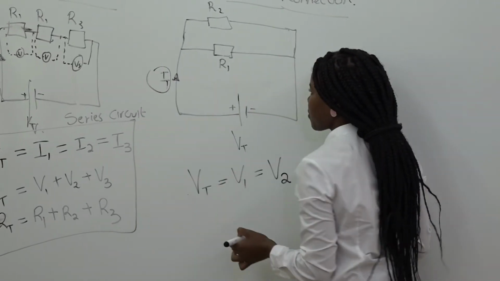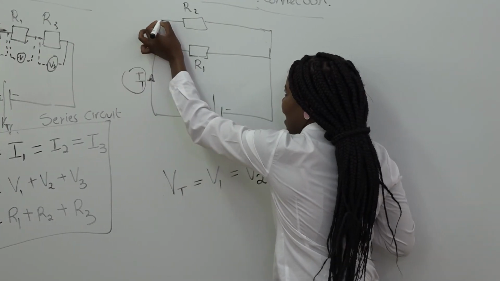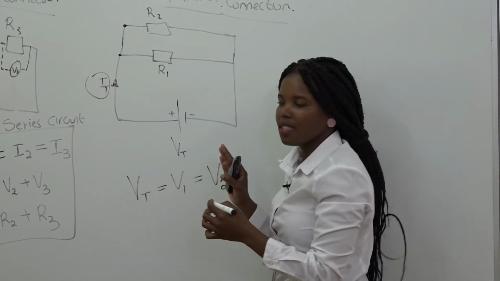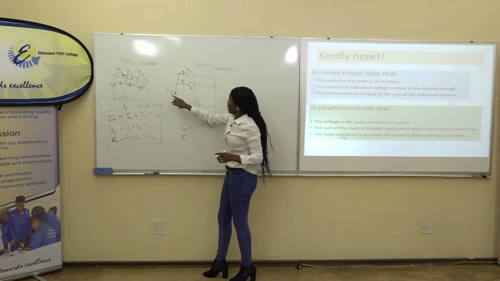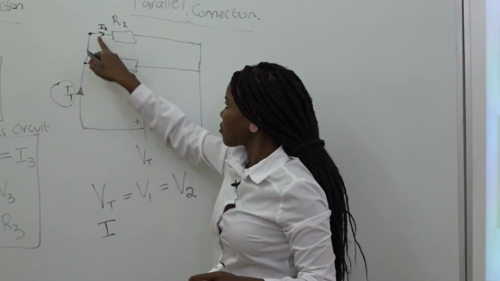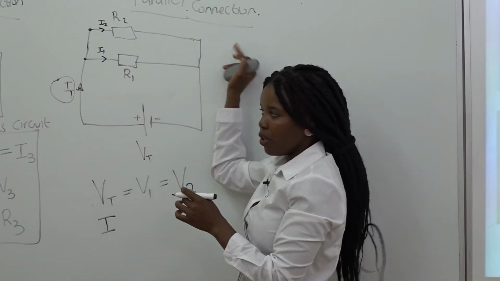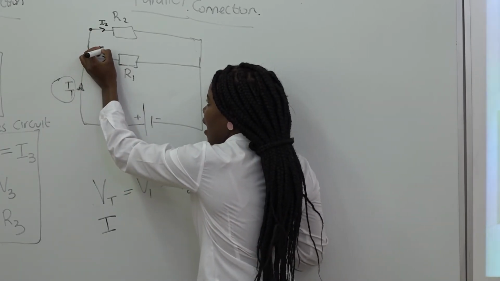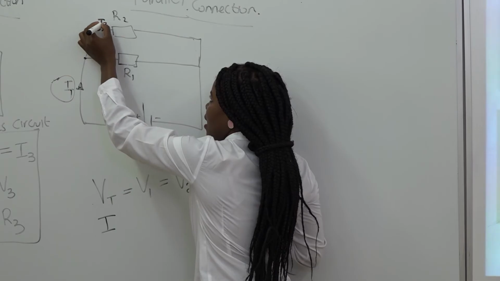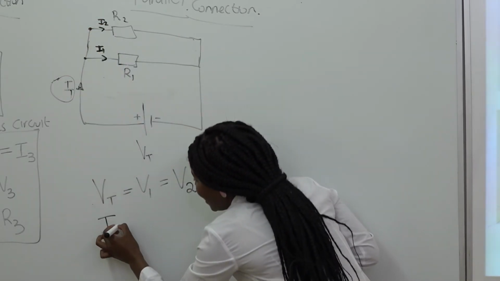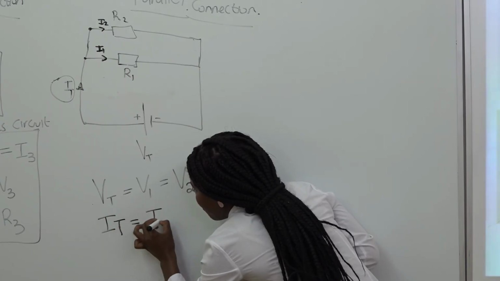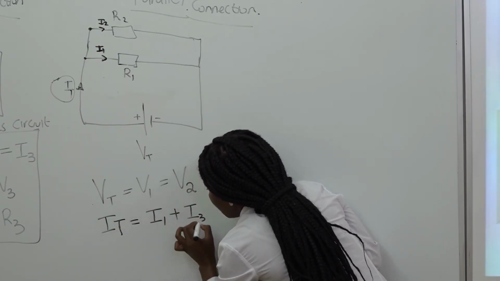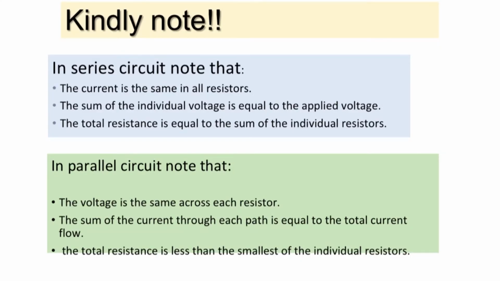So this is your IT. And your IT divides itself along the circuit, since it's a parallel circuit. Remember, the total current distributes itself in the two paths that we have in a parallel connection. So we have our I1 and our I2. Your IT is equal to the sum of the individual currents distributed in each resistor. And we also say that the total resistance is less than the smallest of the individual resistors. We prove this by looking at the formula.